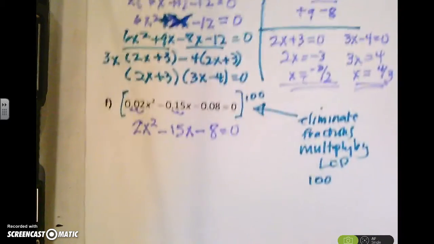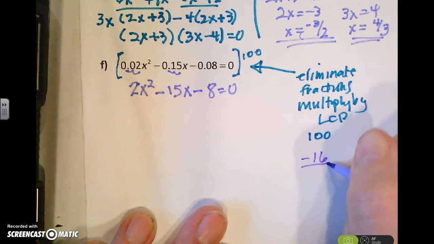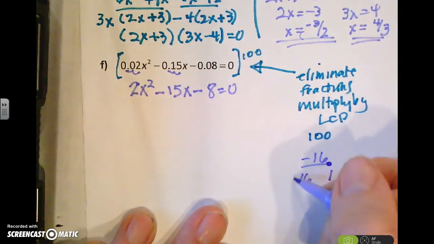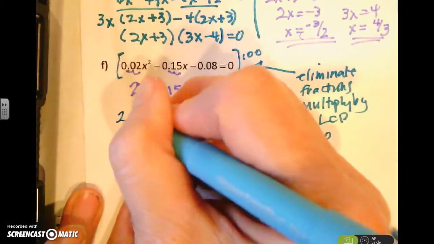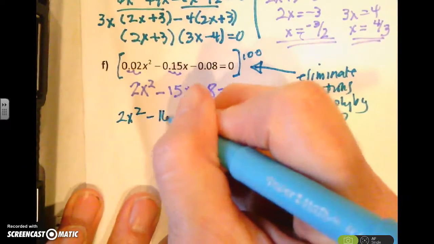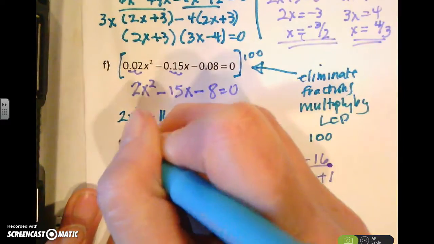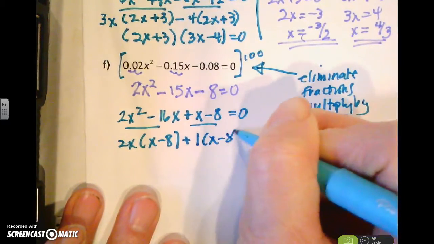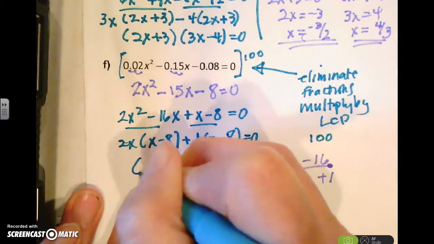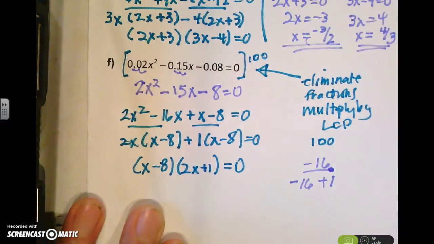That's going to be the long AC method. So 2 times negative 8 is going to give me negative 16. And so that's going to be a 16 and a 1. And since this is negative, that makes this a negative and this a positive. So let's do that long AC. So 2x squared minus 16x plus x minus 8 is 0. Group, that's 2x times x minus 8 plus 1 times x minus 8 is equal to 0. And we have x minus 8 times 2x plus 1 is equal to 0.